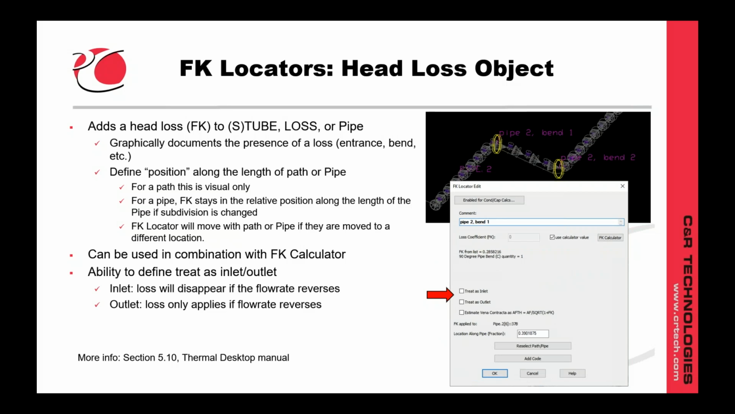A nice feature of the FK locator is the ability to define a loss as an inlet or exit. When a loss is defined as an inlet, if the flow reverses, the loss will be ignored. Similar for an exit loss. We have found over many years that many users often ignore entrance and exit effects. So we've added another option here to estimate the vena contracta, the throat area, for an inlet contraction.